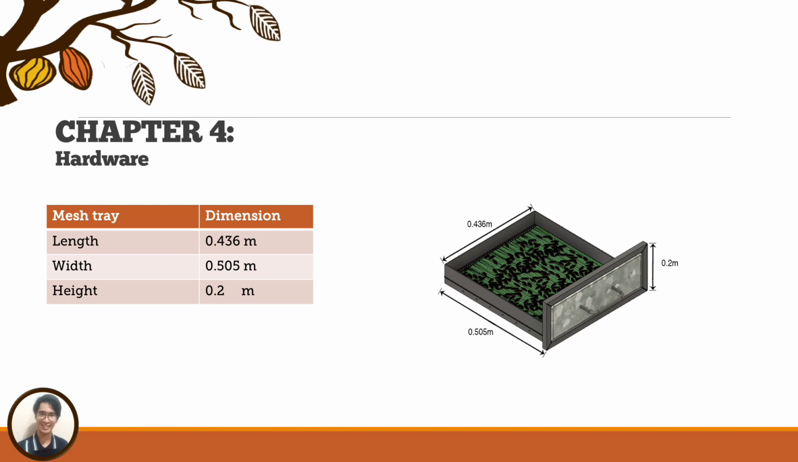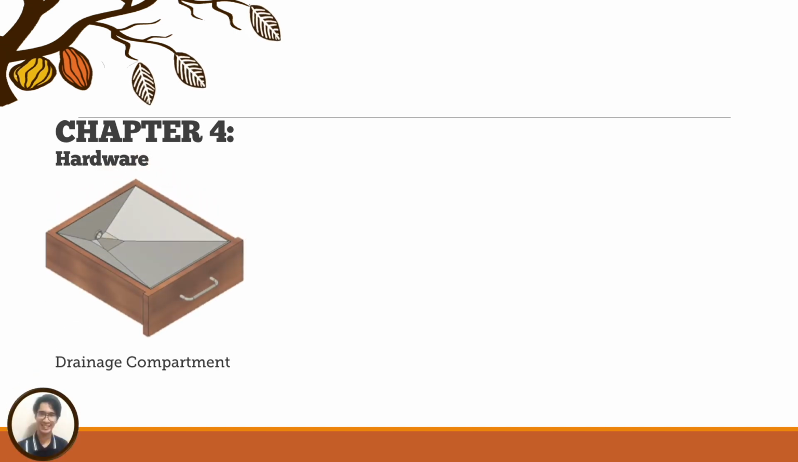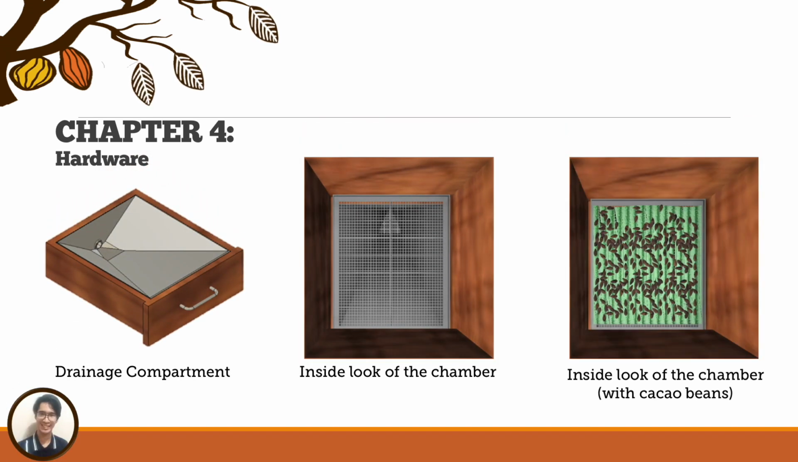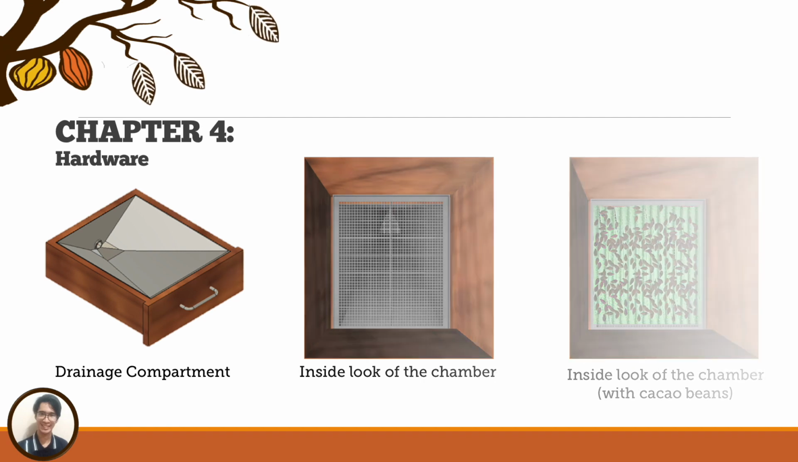This was suggested to us when we conducted the interview, stating that the pulp juice coming from the cacao beans must be separated, and also the pulp juice itself is a product that can be benefited on. Now here are the other notable parts: the drainage compartment, where the pulp juices will be drained, and the inside look of the chamber, and the inside look of the chamber with cacao beans this time.